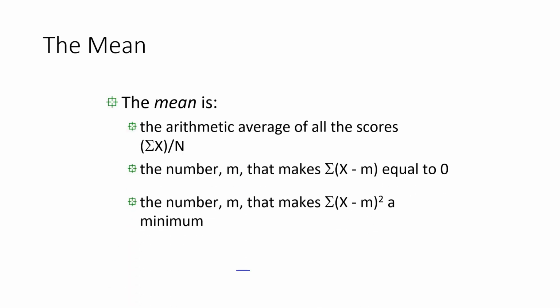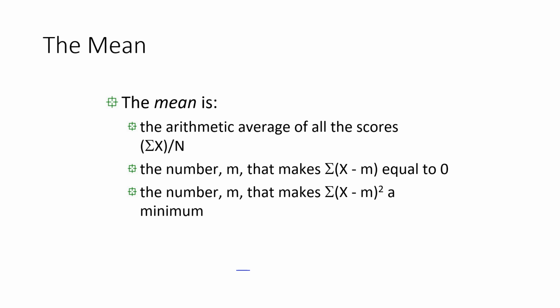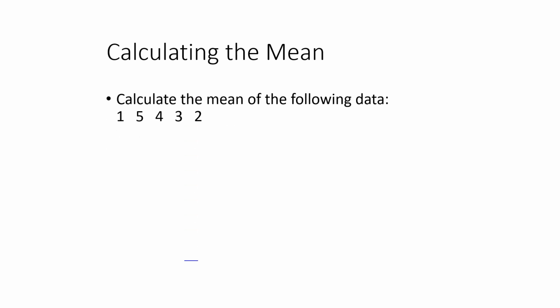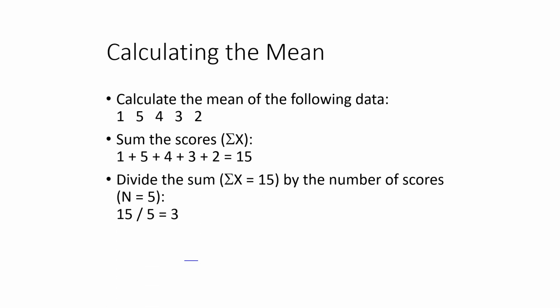So what do you understand by mean? Mean is the arithmetic average and generally represented by mu. In calculation of normal distribution type questions, you have to remember mu is mean. For sake of basic understanding, you can see here, calculate the mean of following data. You have 1, 5, 4, 3, 2. So first of all, we have to sum the scores. So total is 15 and total number is 5. So we will divide by 5. So mean is 3.